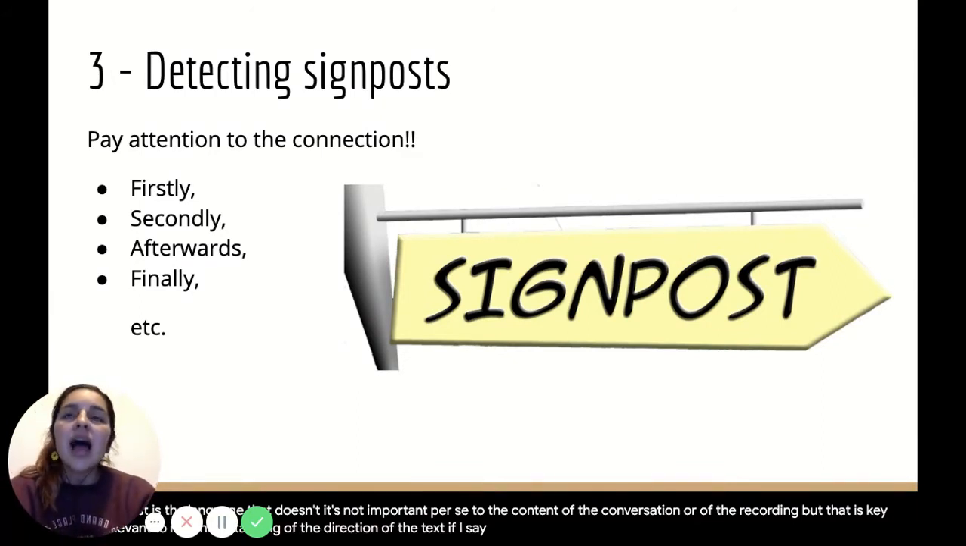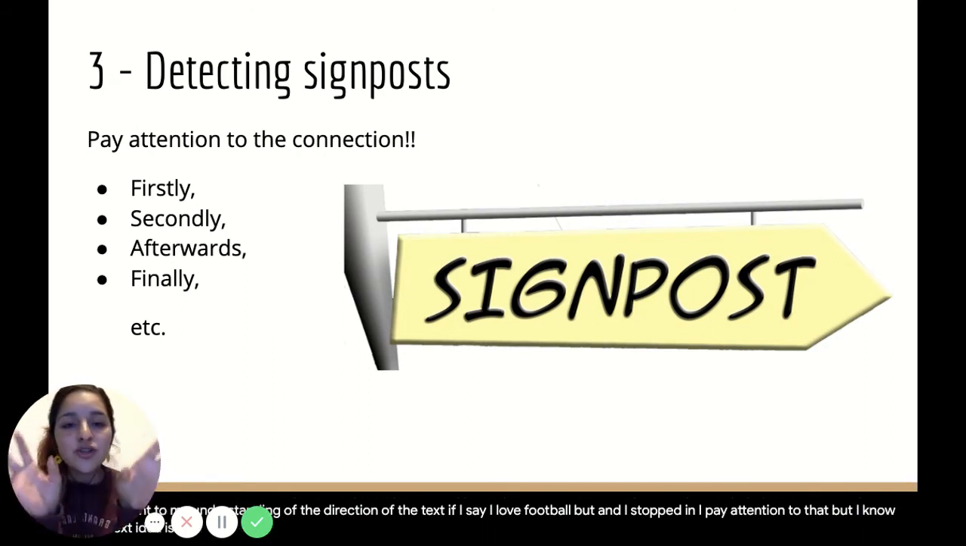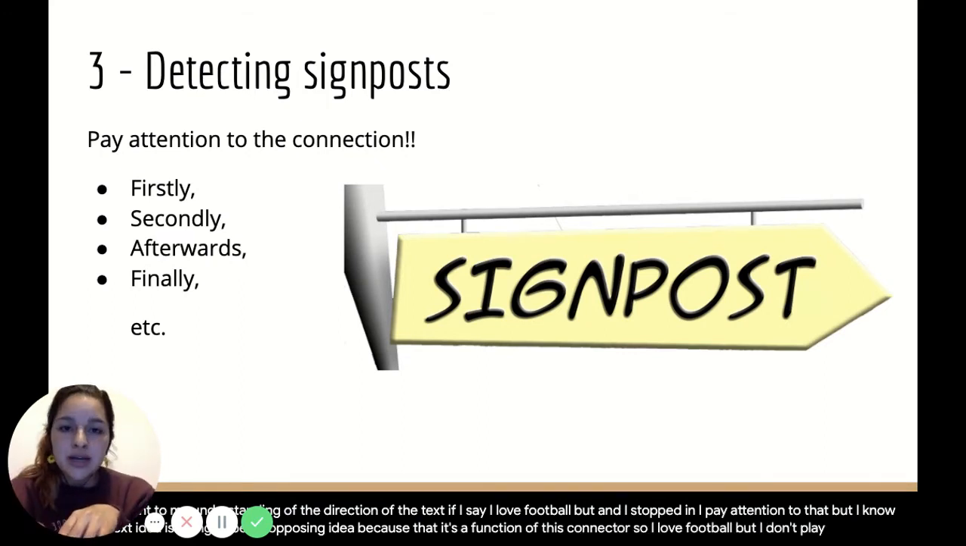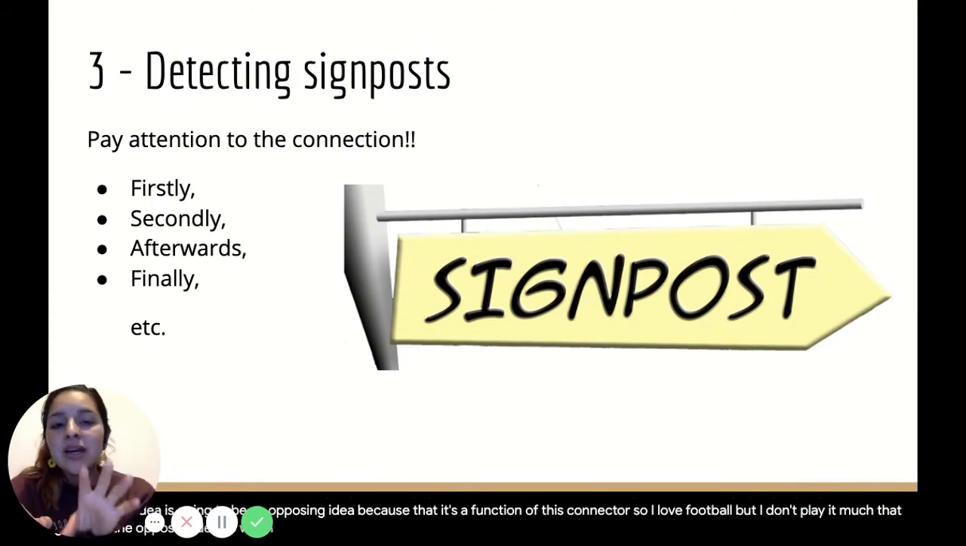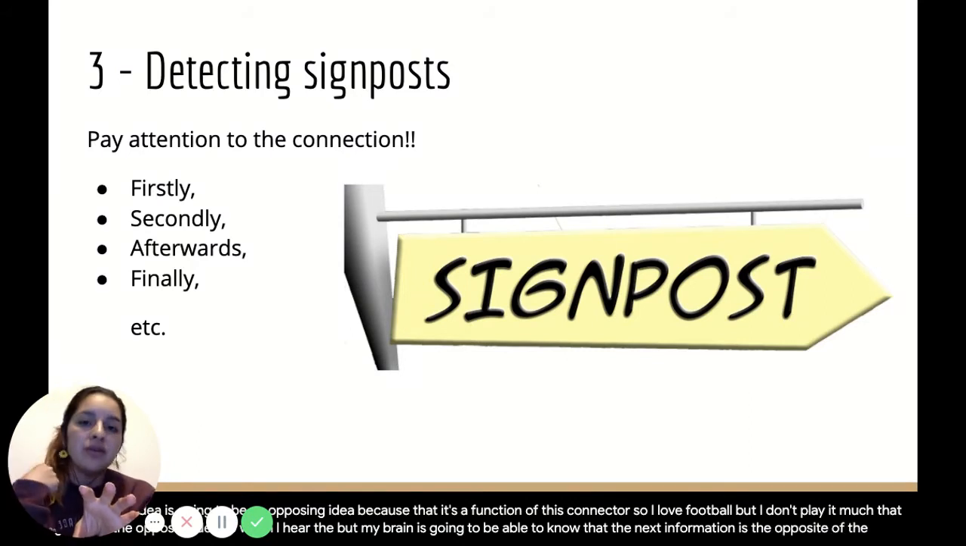If I say, I love football, and I stop and I pay attention to that but, I know that the next idea is going to be an opposing idea because that is a function of this connector. So, I love football, but I don't play it much. That gives me the opposite idea. So when I hear the but, my brain is going to be able to know that the next information is the opposite of the previous one.